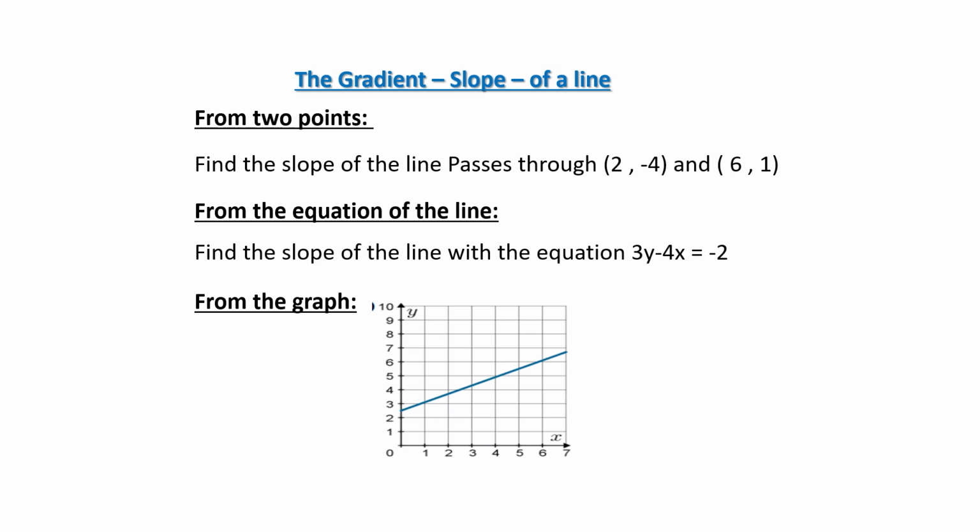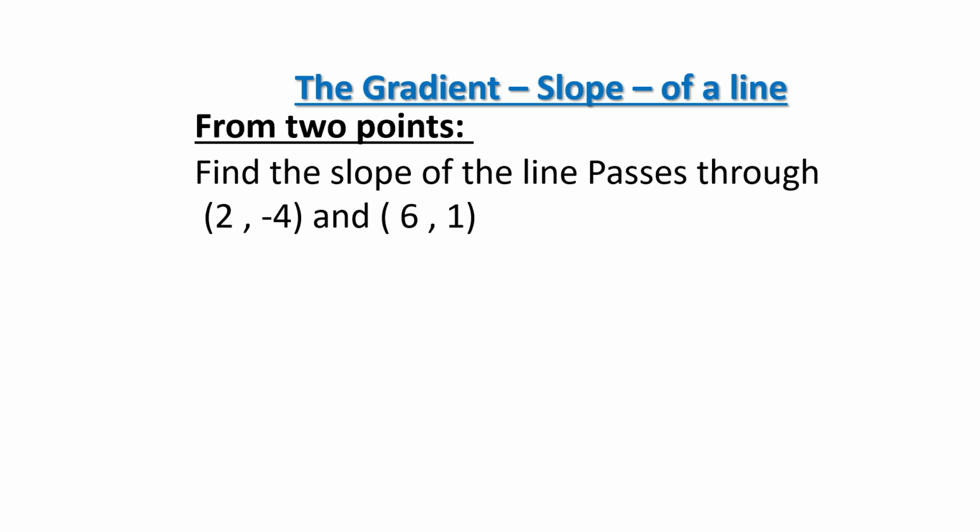Alright, so let's start from 2 points. How do we find the gradient from 2 points? So the question usually looks like this. Find the slope of the line that passes through (2, -4) and (6, 1).